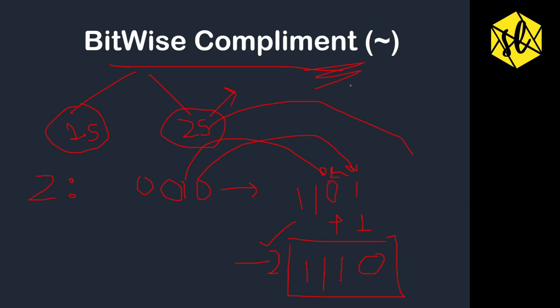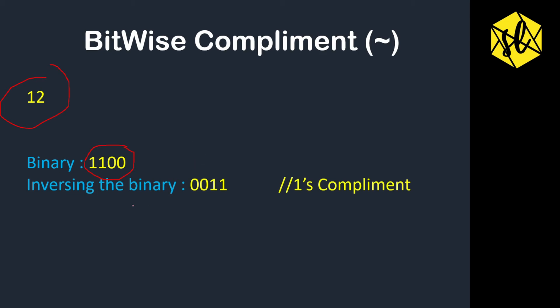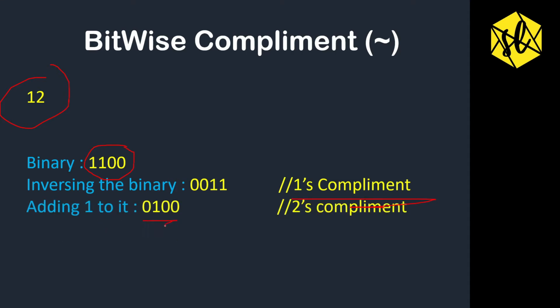So first of all, let's see an example of these complements. We have 12 as our number. Now let's convert it into binary, that this one is the binary for 12. Now inversing the binary, we get 0 0 1 1. This one is the 1's complement, and adding 1 to it we get this one, that is the 2's complement. So yeah, this one is the 1's complement and this one is the 2's complement.